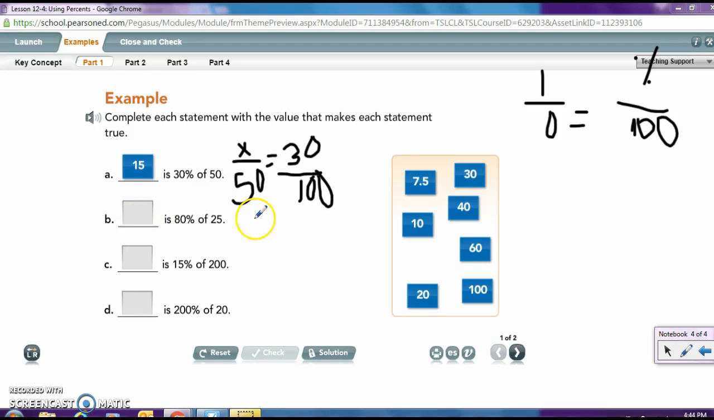Blank is, well, that means I'm solving for my is again. 80%, well, 80 goes on top, 100's on bottom. Of is 25. Let's go ahead and set that up. I'll give you a couple seconds.